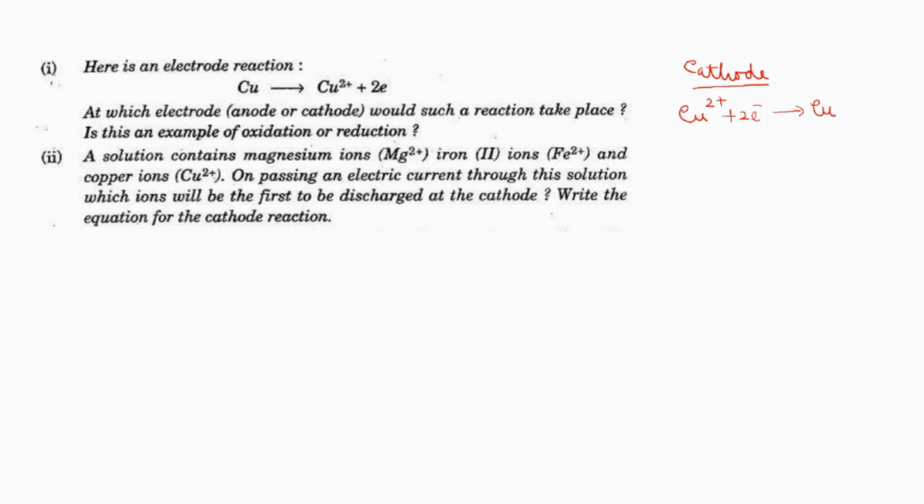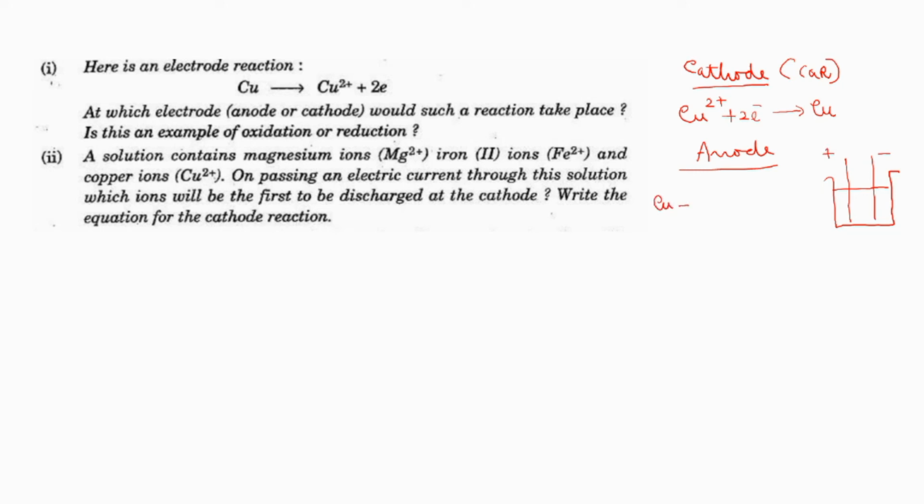And how will we remember? Cat, reduction. Reduction means gain of electrons. And at the anode, what is the possibility? Loss of electrons takes place at the anode. Whenever we are electrolyzing copper sulphate solution using copper electrode, at the anode, there is possibility for such a reaction. Correct? Now only we have discussed that.